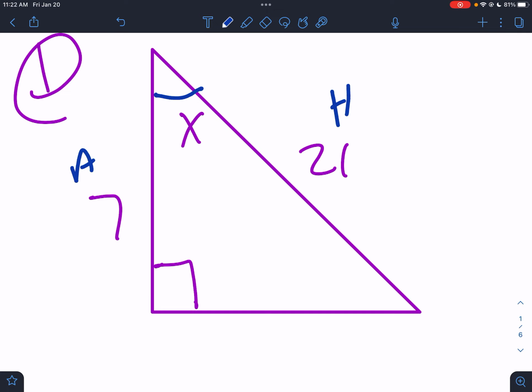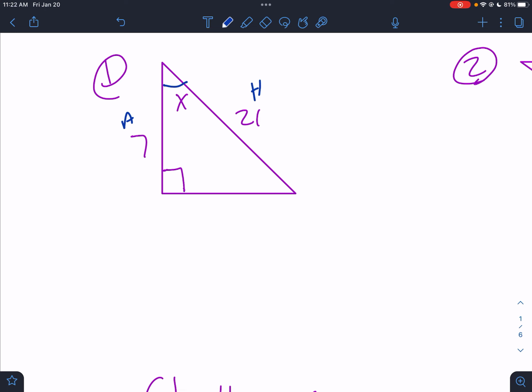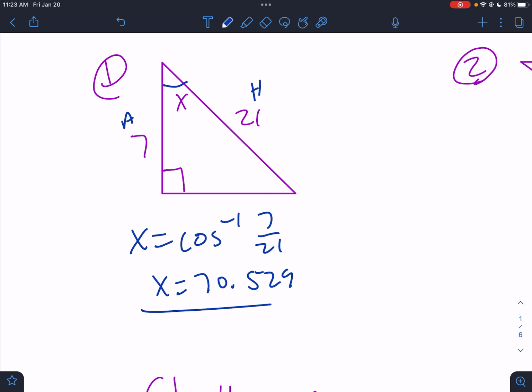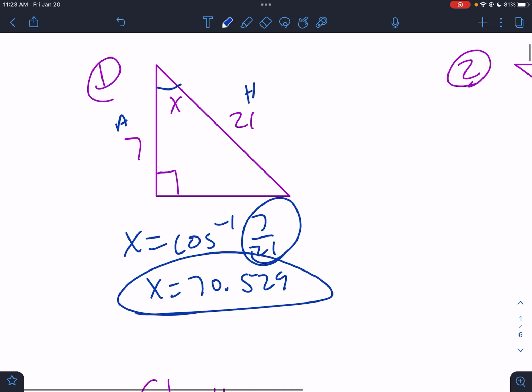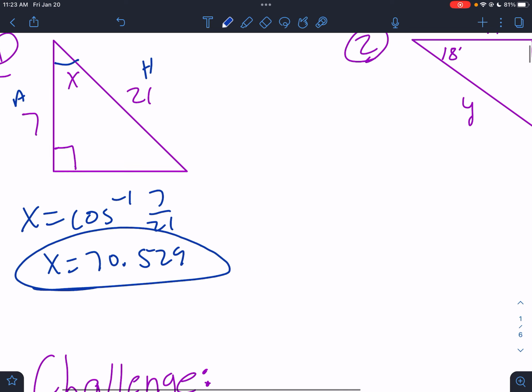So this is adjacent hypotenuse. What part of SOHCAHTOA is adjacent hypotenuse? It's cosine. But I don't have the angle. So I know that the angle equals the inverse cosine of the ratio. So I do inverse cosine of 7 over 21, and I know that the angle is 70.529 degrees. That's the angle. So if you're solving for a missing angle, you're doing an inverse cosine. If you know the ratio and you want the angle, that is inverse cosine. Okay, I think you got it. I think we all got it.